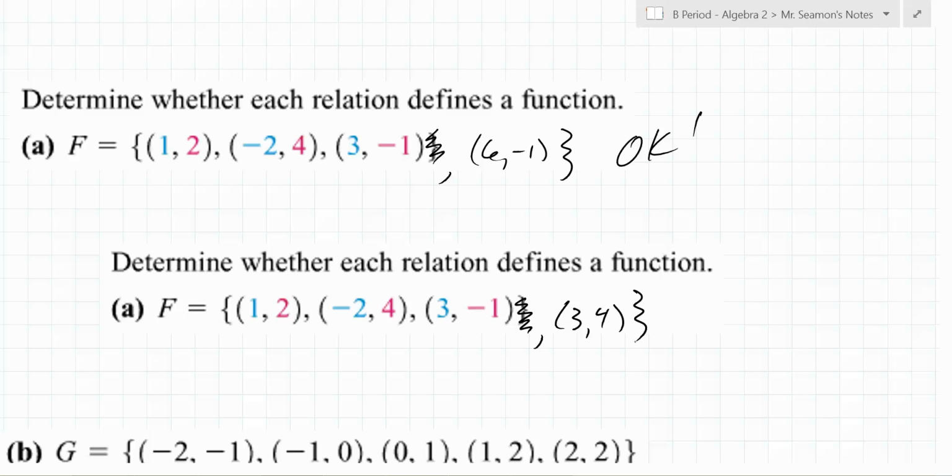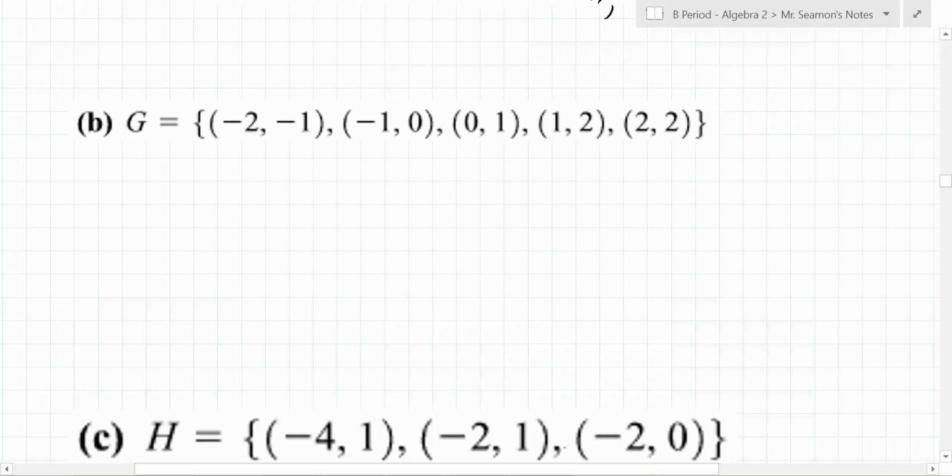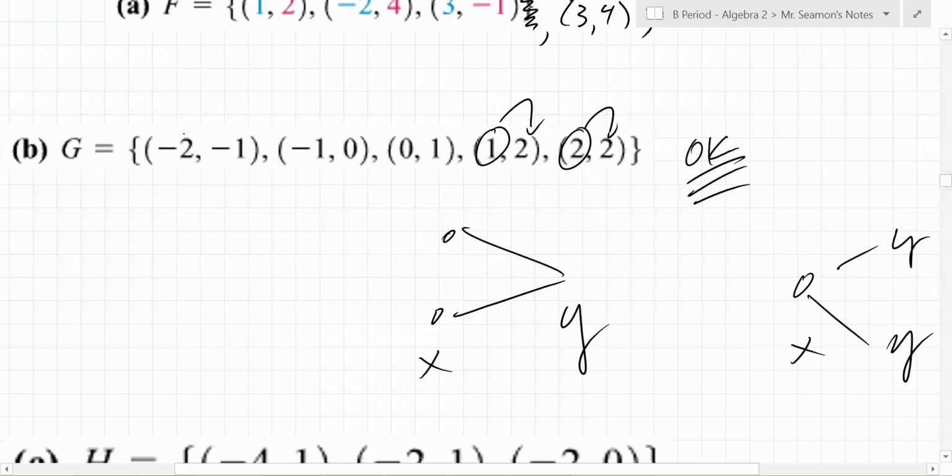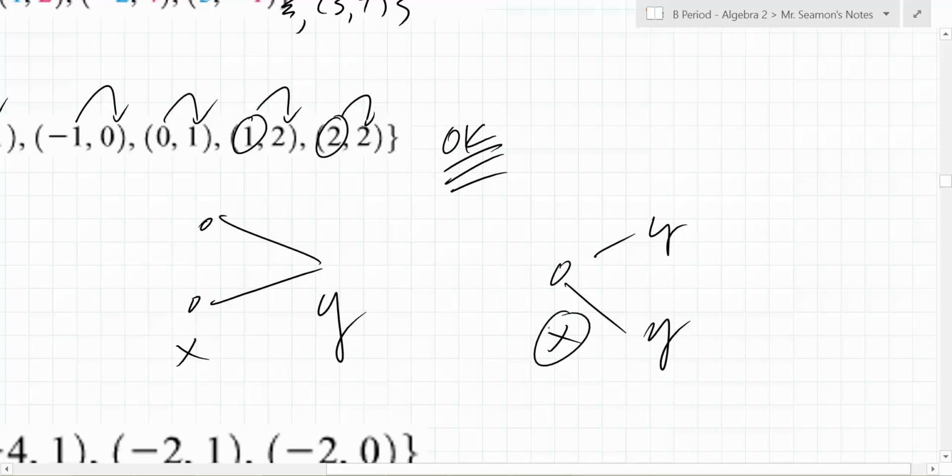You can have different x values go to the same y value. Can you have the same x value go to different y values? No. Is that one a function? It's a relation, right? Is it a function? Take a look at it. Don't say it out loud. Is there any other negative 2 in there? No. Any other negative 1s? No. Any other zeros? Any other 1s? Nope. Can you repeat y values? Sure you can. But can the same x value point to two different y values?